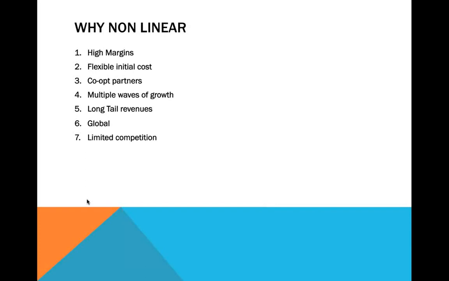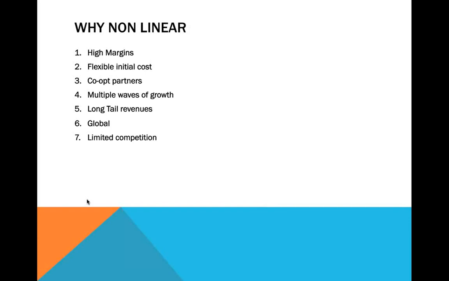But here's why nonlinear is actually very interesting. So one is it typically has very high margins. It could have some fixed costs, but the actual marginal costs for growth aren't very high, and so it's a very high margin business. And therefore, as you look to scale up, you're looking at high profitability.